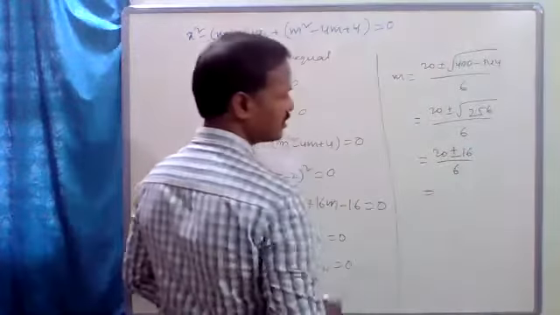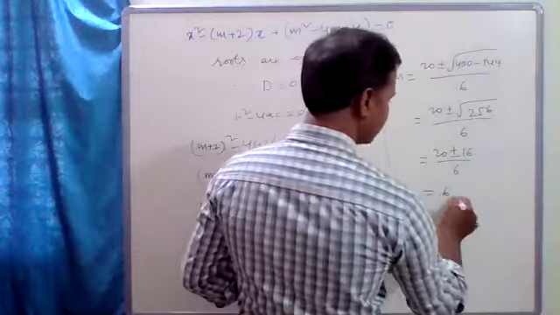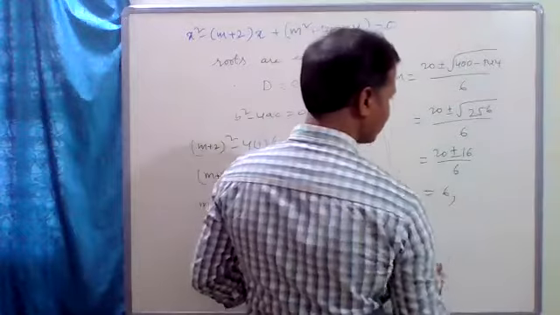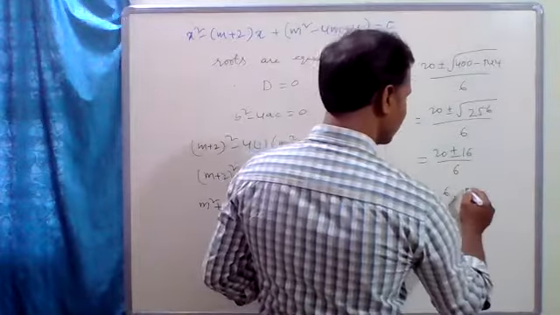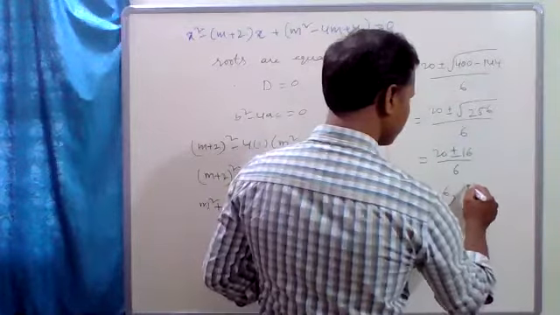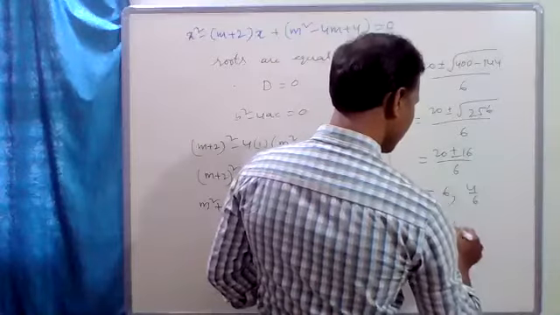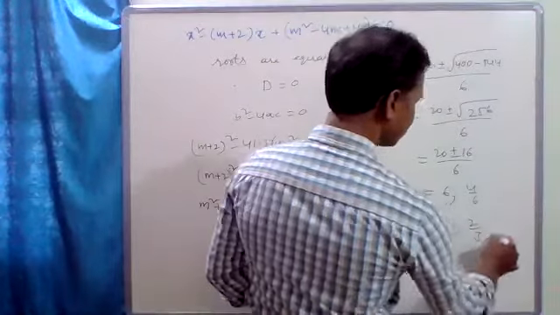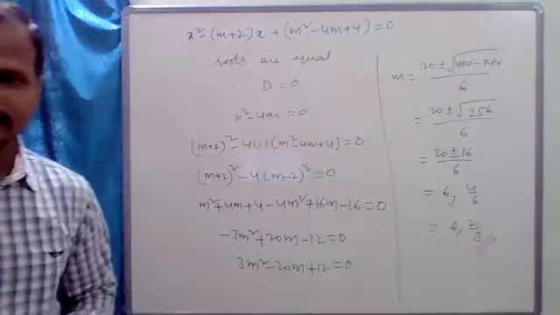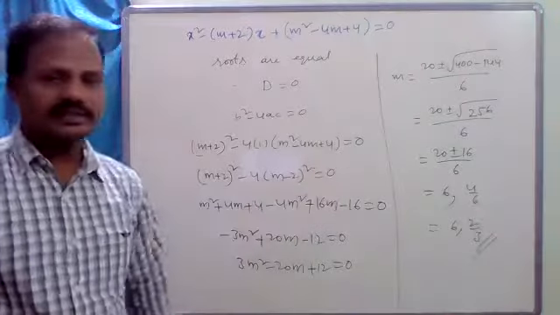If you take the plus case, 36 by 6, which is 6. If you take the minus case, 4 by 6, which is 2 by 3. So m is 6 comma 2 by 3. Is it okay? Is it clear?